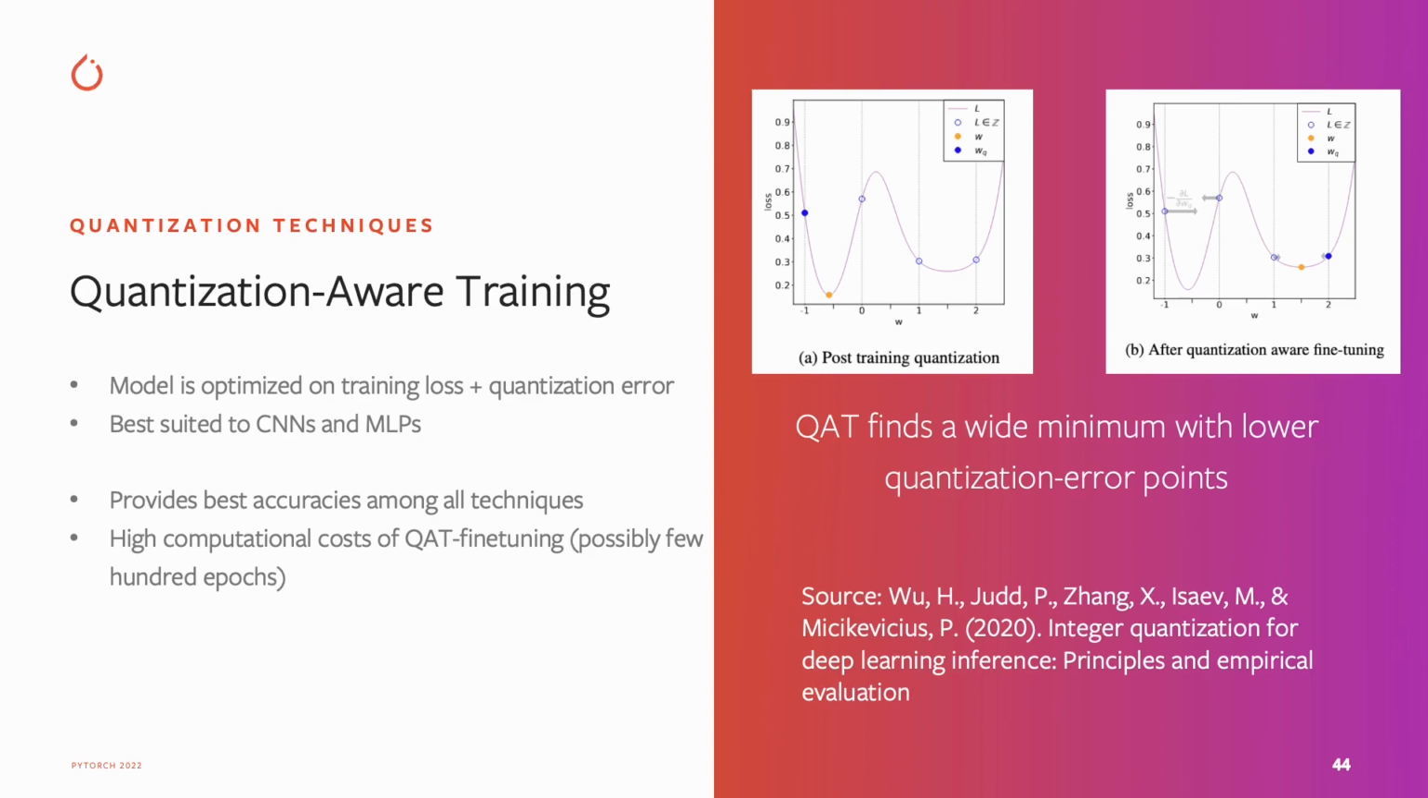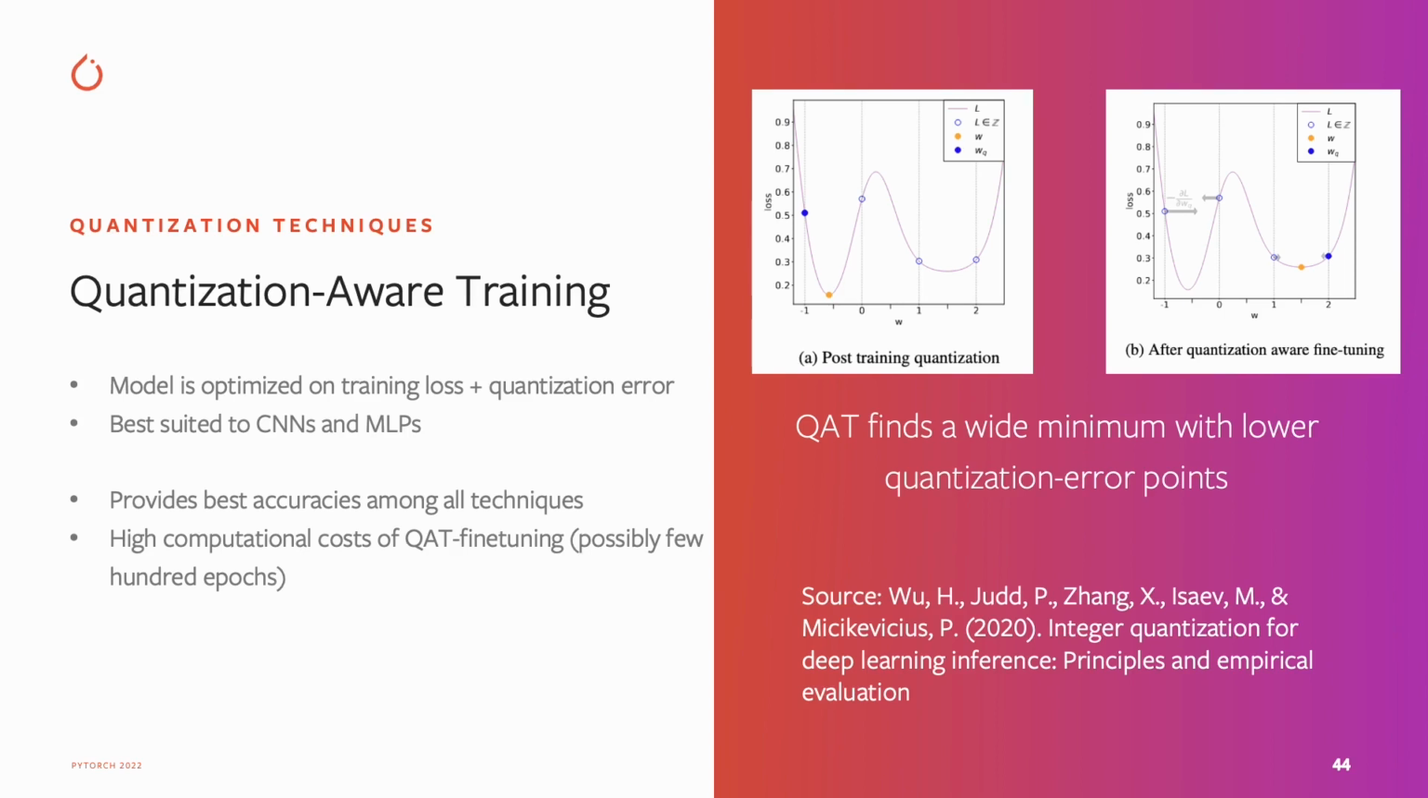QAT is the most complex approach, but also the most accurate. It is also the most expensive approach in quantization compared to the other techniques. QAT tuning an existing floating point model can take around a few hundred epochs.